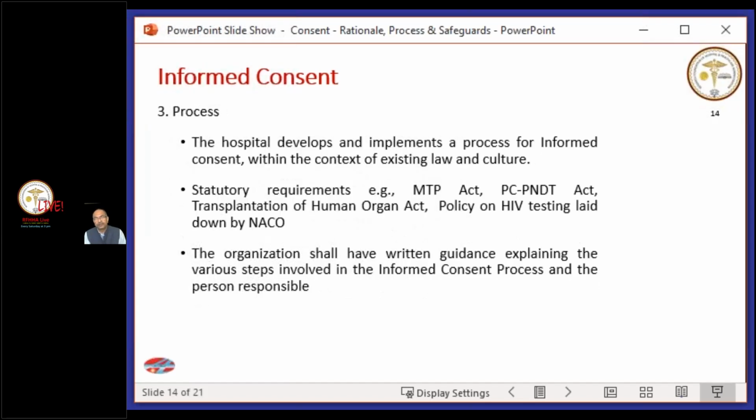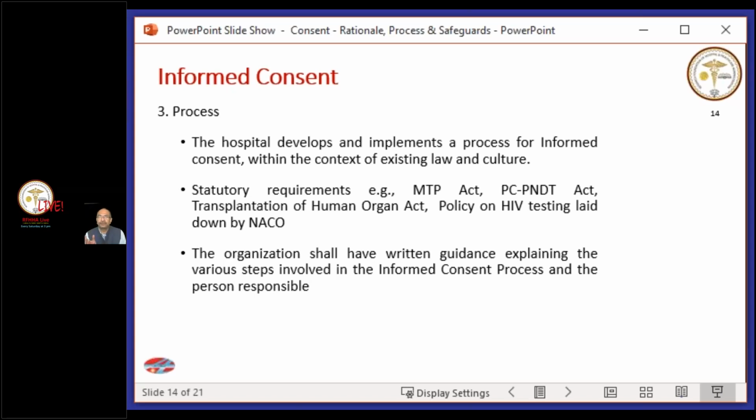So the hospital is required to develop and implement a process for informed consent within the context of existing law and the culture. There may be statutory requirements for multiple compliance requirements. For example, the MTP Act requires a consent, the PCPNDT Act, the Transplantation of Human Organ Act, a policy on HIV testing, which has been laid down by the NACO. So all these statutes also require us to obtain consent, and they have attached the confidentiality.